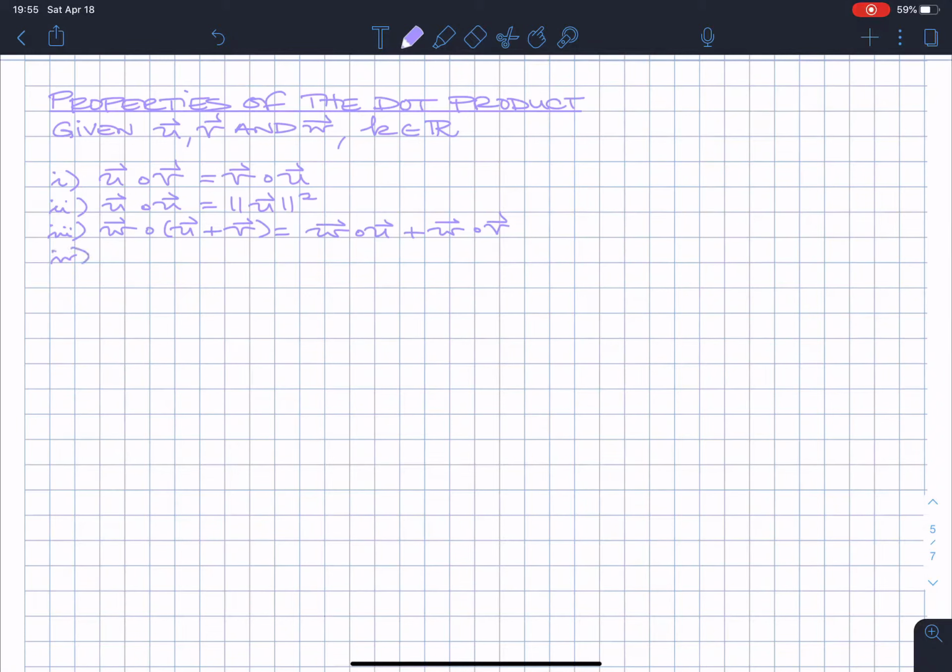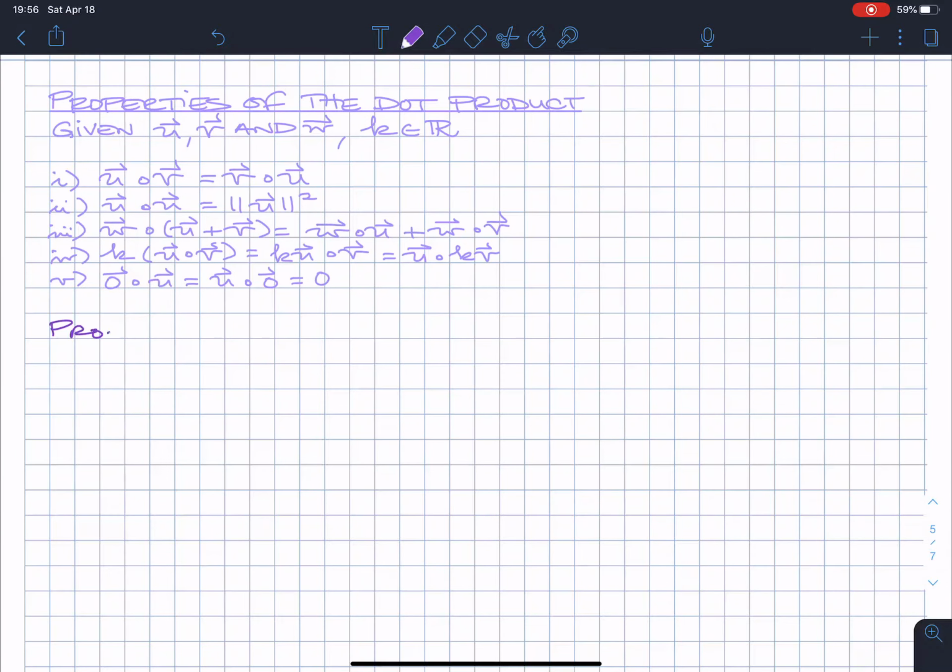Number four, we have that a constant k times (u dot v) can either be (k times vector u) dot v, or it can be u dot (k times vector v). I only distribute to one of the vectors in that case. Number five, the zero vector dot the vector u is the same as the vector u dot the zero vector, which is the scalar 0. And we'll prove that in a moment. So let's go ahead and prove a couple of these.